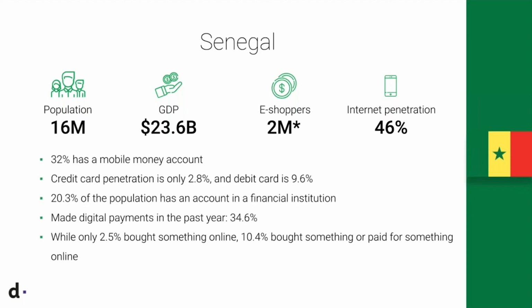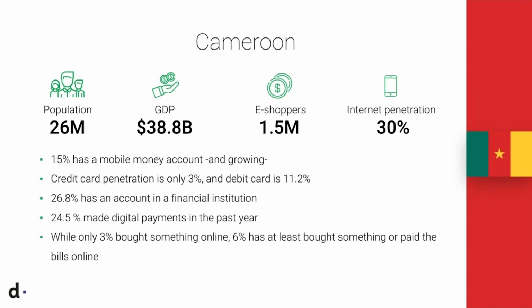2.5% of e-shoppers bought something online. 10.4% paid for something online. I mean, this again can be attributable to bill payments. Similar story in Cameroon with 26 million people, a GDP of $38.8 billion, e-shoppers 1.5 million, internet penetration of 30%. As a matter of fact, you can discount the internet penetration when it comes to mobile money itself as a payment method.